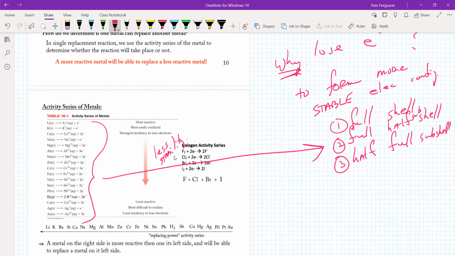At the bottom, for example, gold here losing 3 electrons, we really don't gain a lot of stability in that. Nothing compared to the top here. So if we have 2 competing metals where one is going to be over the other in terms of more stable, the one that's more stable will win out.